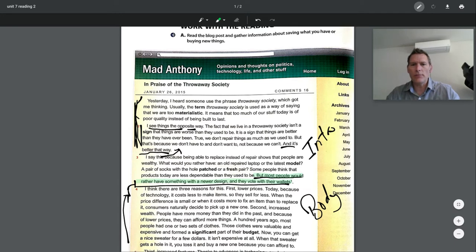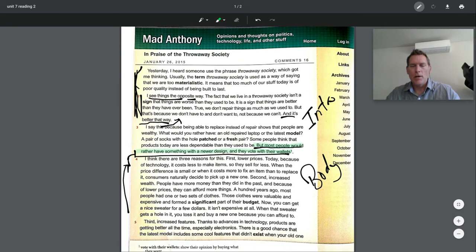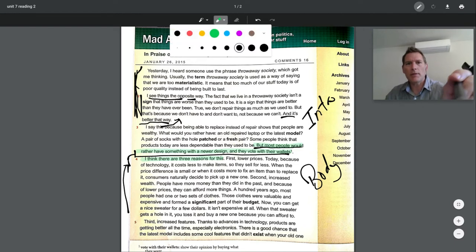So now let's see if we can find some topic sentences. Most people would rather have something with newer design and they vote with their wallets. I think there are three reasons for this. I think this is still part of the thesis because they're going to develop three reasons. So first, lower prices. Let's put the body topic sentences in a different color. Let's use purple.